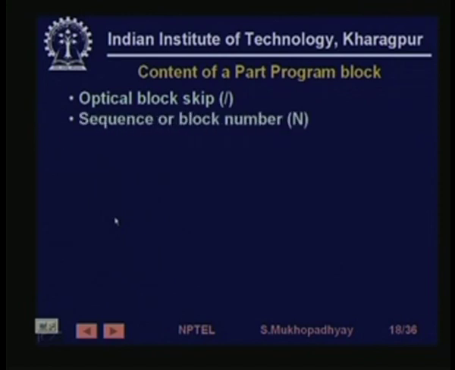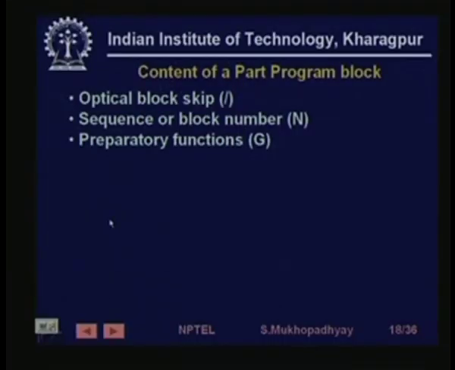Similarly, you are executing a sequence of blocks, so you should have a block number. Then there are some functions which are called preparatory functions. For example, deciding whether the positioning system is going to be absolute or incremental, whether the values given are in metric or inch, where the origin of the coordinate system is, etc. So there are some preparatory functions that are to be executed before executing a block.